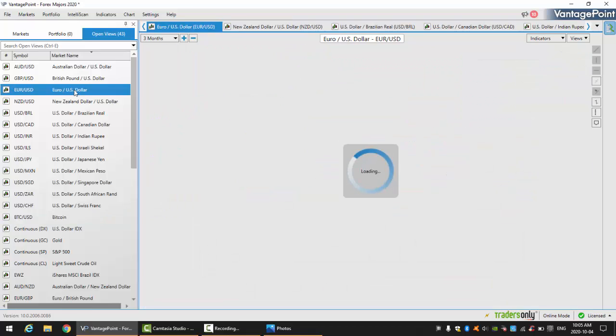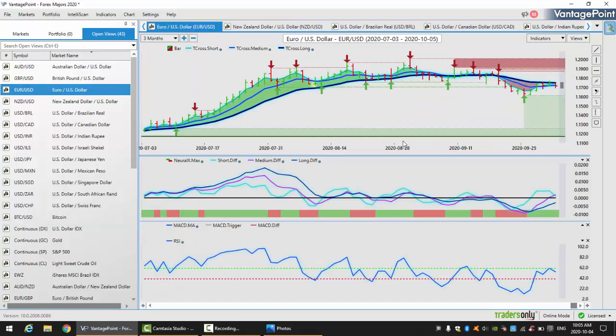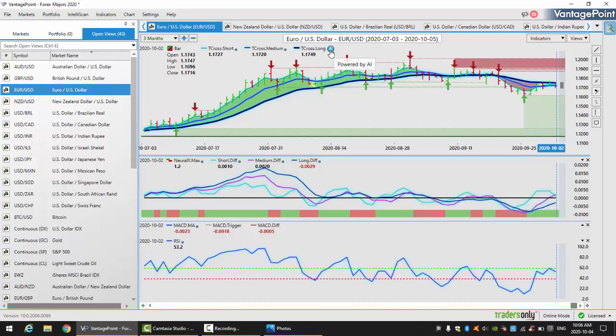Now, when we look at some of our main Forex pairs, when we look at the Euro-US pair, it's very, very similar to, almost identical to, the dollar index, except inverse. The dollar can't break lower, but the euro also can't break higher. It's getting all tangled up in this T-cross long, using the powered by AI to identify these critical levels.